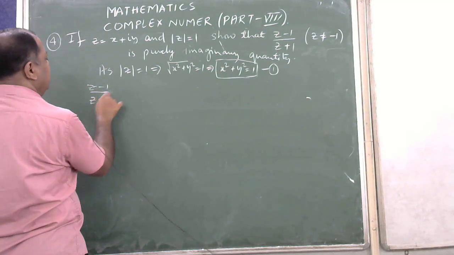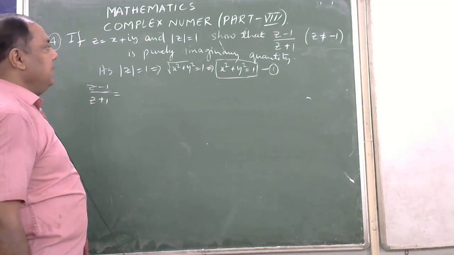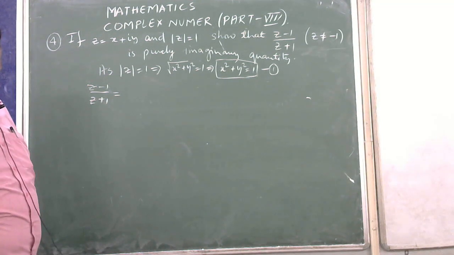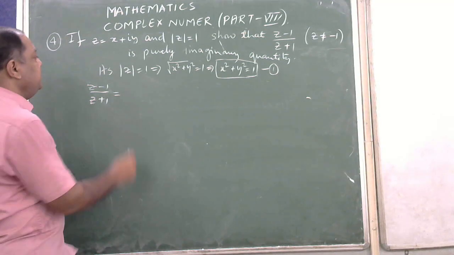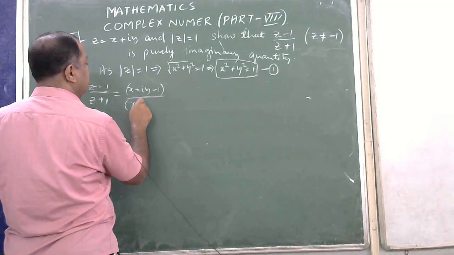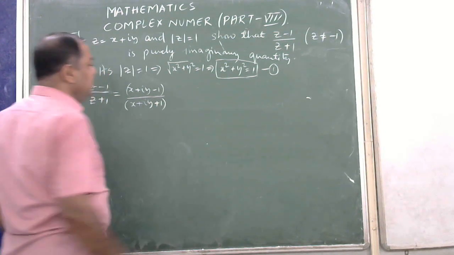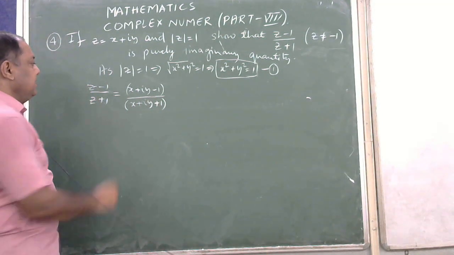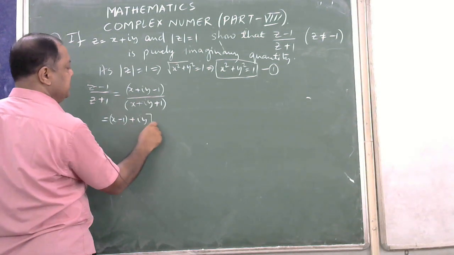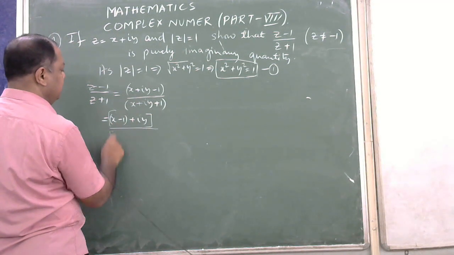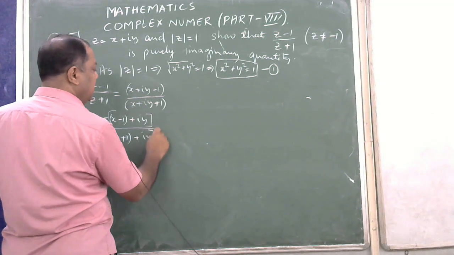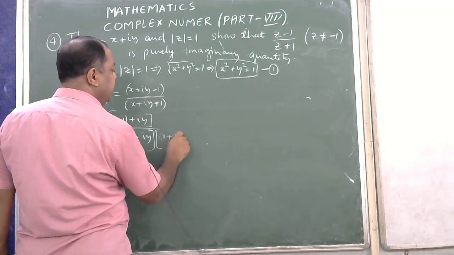Now, I start with z minus 1 by z plus 1, the given quantity of which I have to show that it is purely imaginary. It is not real. It is purely imaginary. I substitute value of z: x plus iy minus 1, and in the denominator also x plus iy plus 1. Use these brackets. So therefore, this is equal to x minus 1 plus iy, and in the denominator, x plus 1 plus iy.